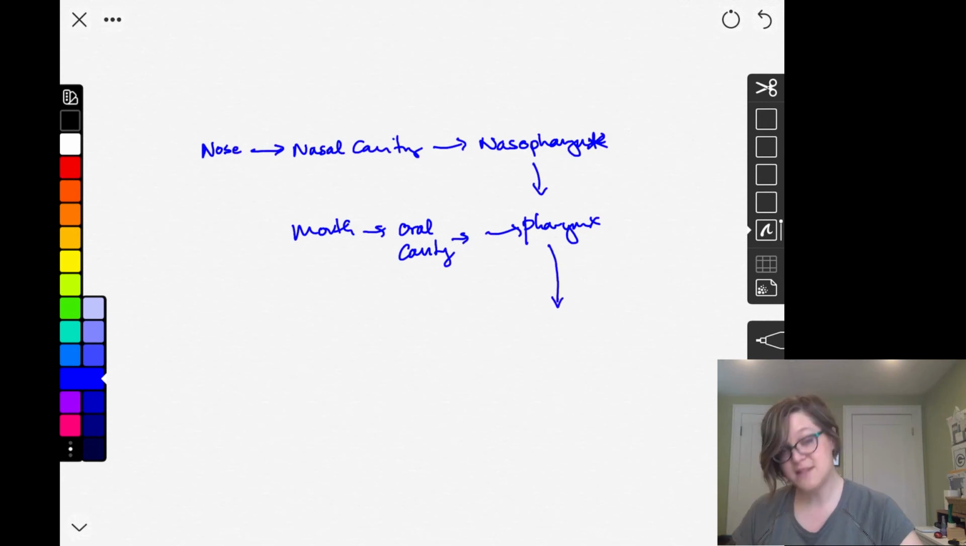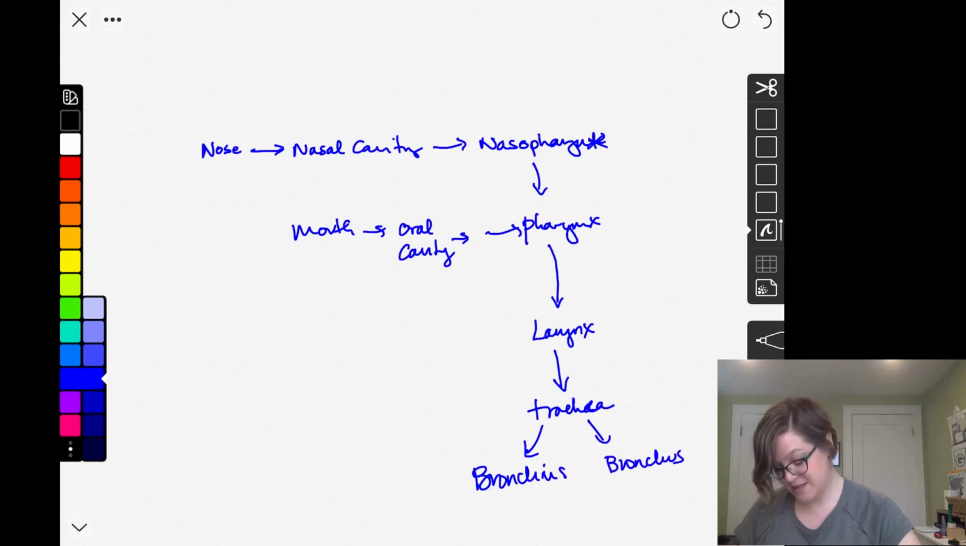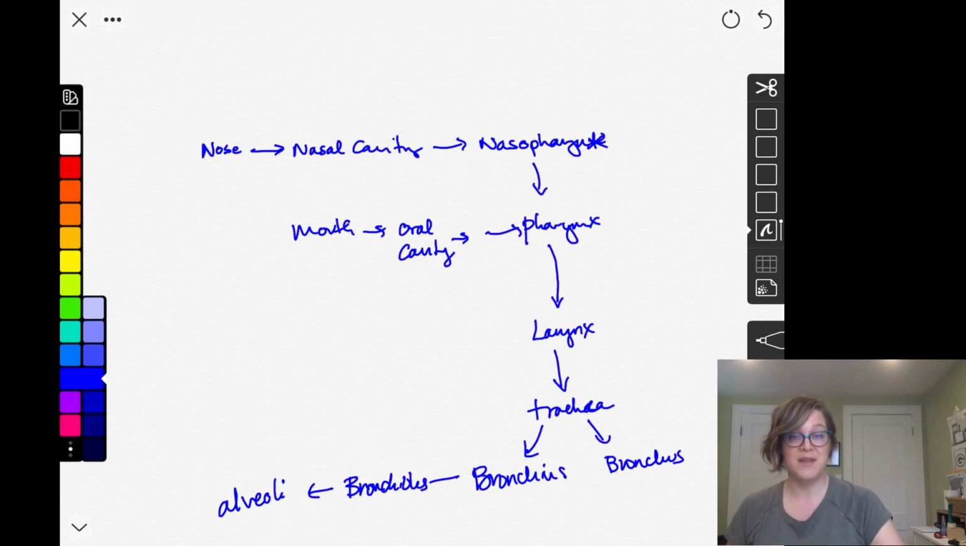Air from the pharynx passes through the larynx on its way to the trachea. The trachea splits into 2 bronchi. And those bronchi split into bronchioles and end in alveoli. So that covers the anatomy that we talked about today.